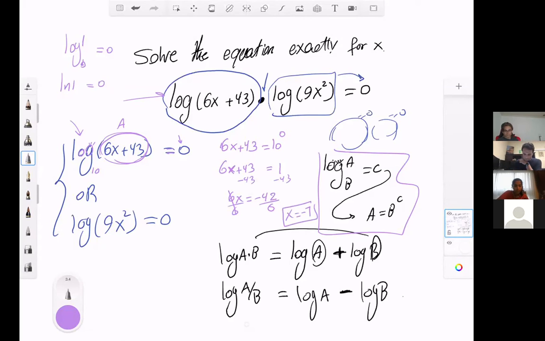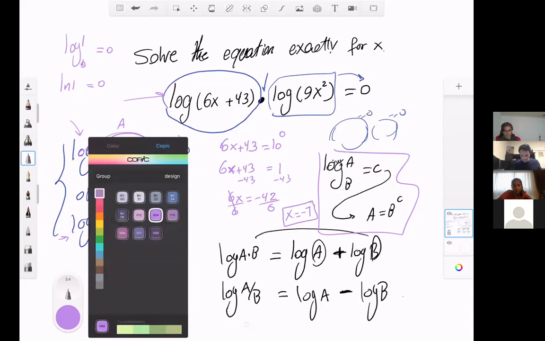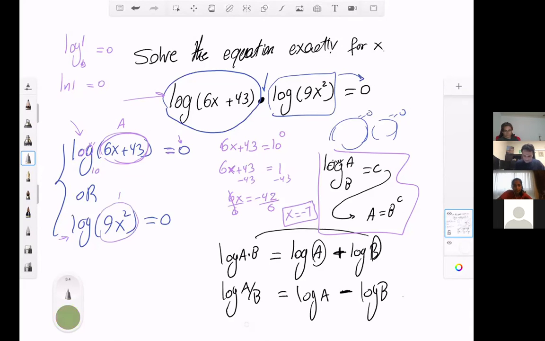So now let's work on the next one. Making it exponential is a good way. Or you can say, this should be 1 in order that log of that equal to 0, but I don't recommend it. When you have a single log, apply the exponential. You're going to say 9x squared equal to 10 to the power 0. 9x squared equal to 1. x squared equal to 1 over 9.